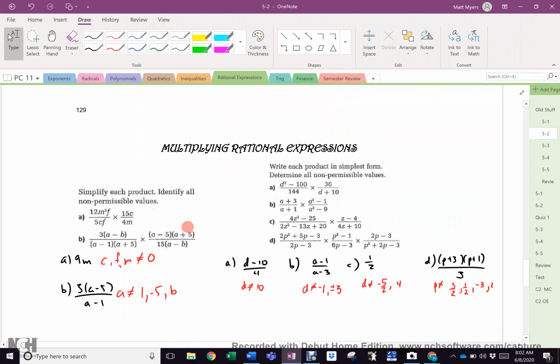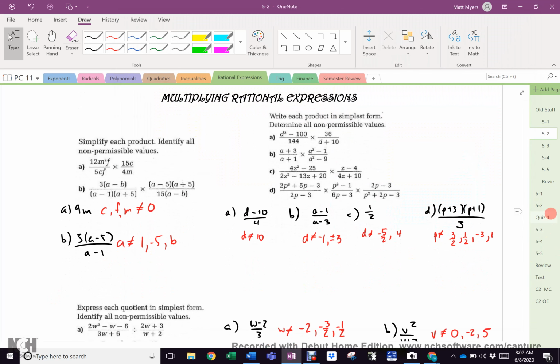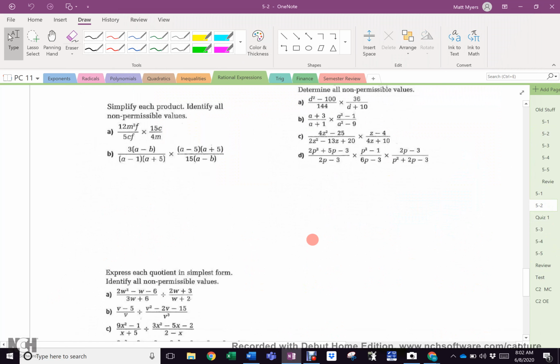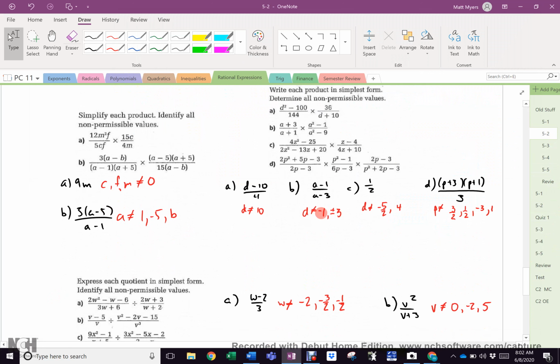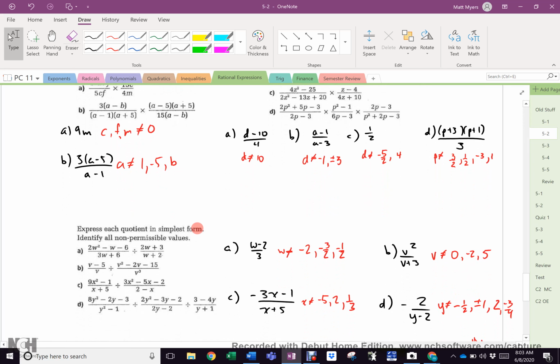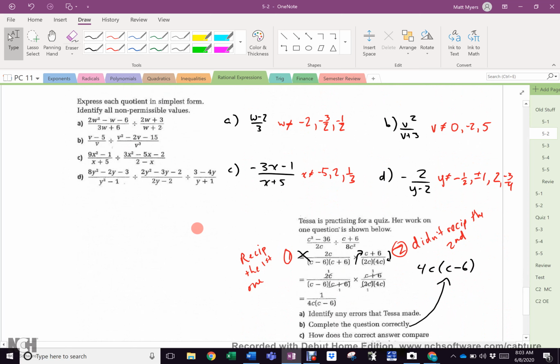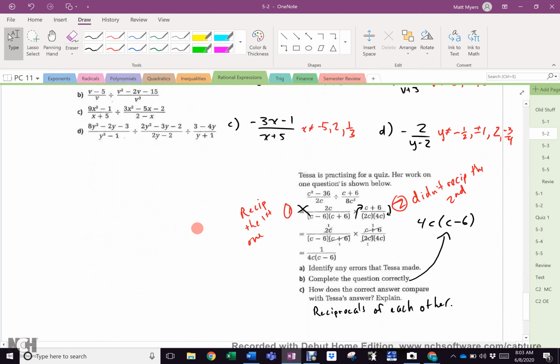Here is page 170. I've already got it done here. There's all the right answers in black and the non-permissible values in red. There's the next four. And there's the bottom. So you can pause that, look at it however you see fit. That's cool. Alrighty.